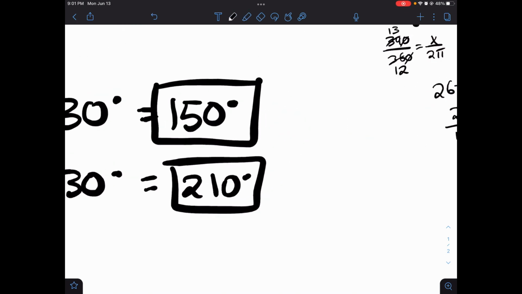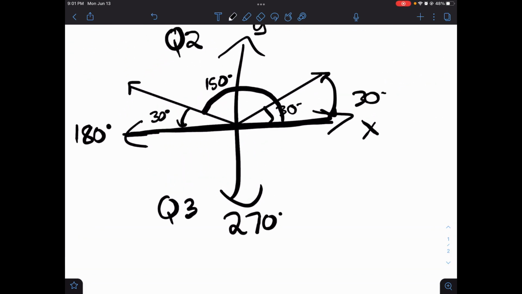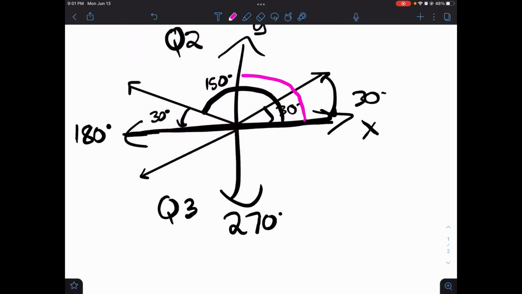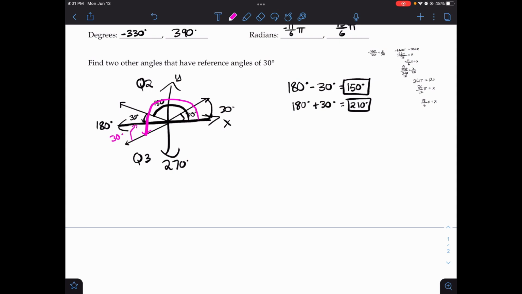210 degrees, because 210 will be, let's say, right there. Let's do a rotation in a different color, so let's go like that, right? Now, the nearest point to the x-axis will be right there, meaning it has a reference angle of 30. And that's it for today.